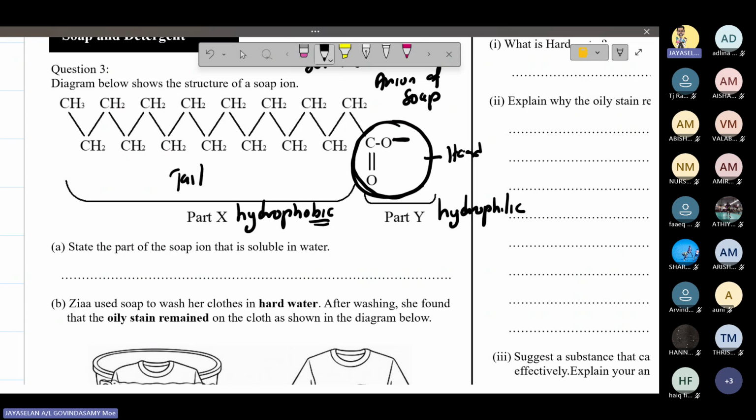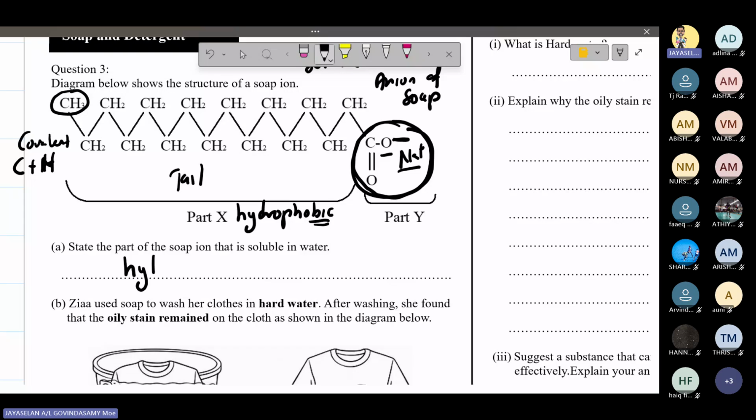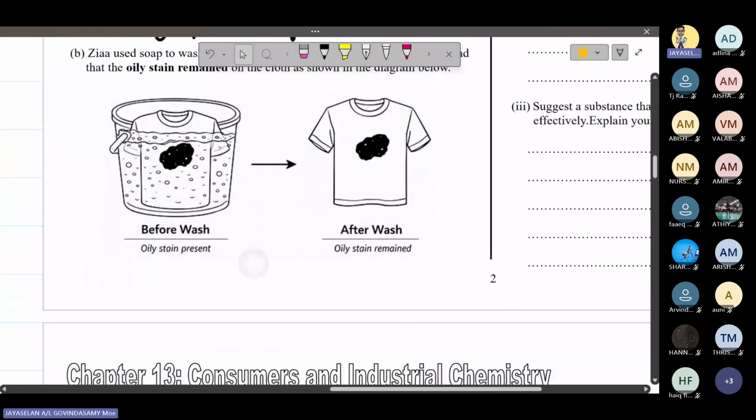The head dissolves in water. Because the tail is made up of covalent bonds. Carbon is non-metal, hydrogen is non-metal, so they are covalent. Covalent compounds are insoluble in water. The head has the sodium ion, metal and non-metal, ionic bonding. Ionic bonding is soluble in water. So you put hydrophilic region, or part Y. Settle. Any question?